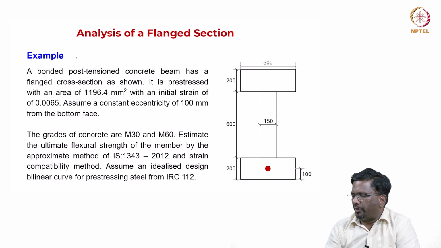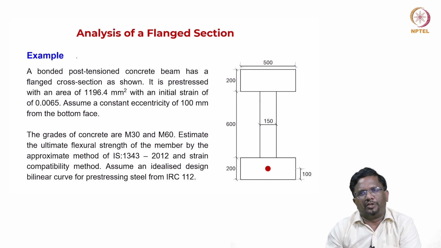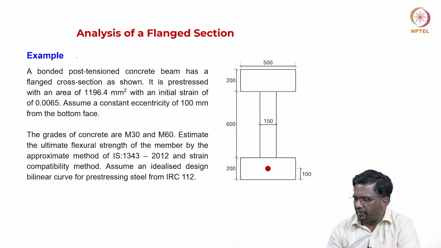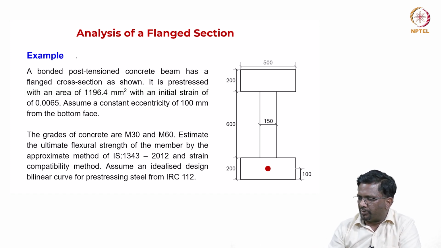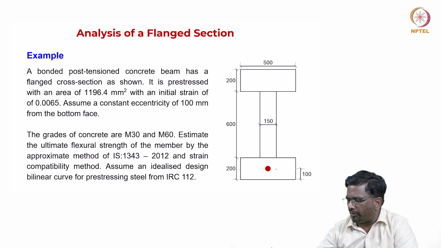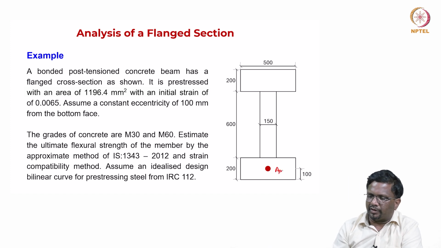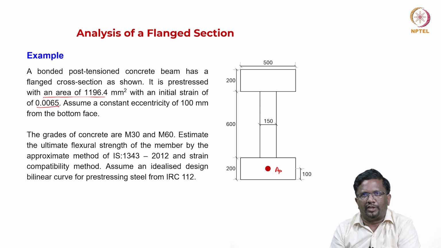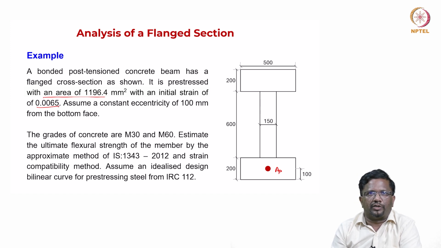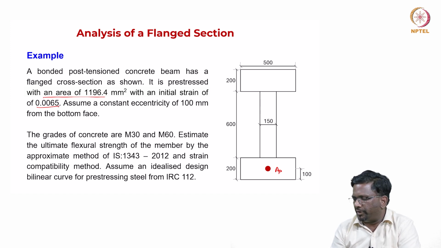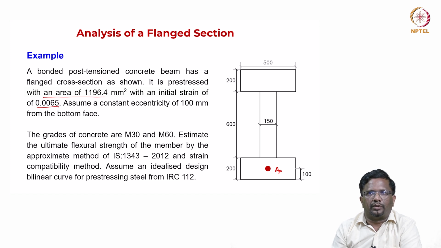Now, let us go ahead and look at the same cross section that we have been using in the previous modules as well. It is a 1 meter deep beam, an I section with 500 by 200, and then you have some area of pre-stressing steel that is given here, and it is initially stretched to 0.0065 strain, and I have a constant eccentricity of 100 millimeter, that means from the bottom face.